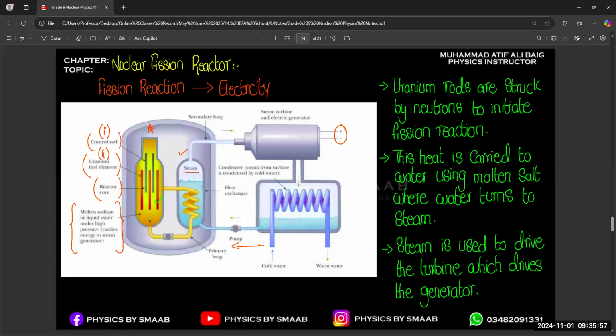Okay, so today we are going to study about the nuclear reactor. Nuclear reactor actually works on nuclear reactions. We discussed two types of nuclear reactions, nuclear fission and nuclear fusion reaction. And nuclear reactor works on nuclear reaction also.